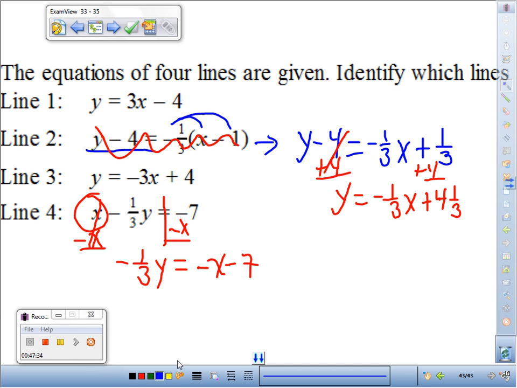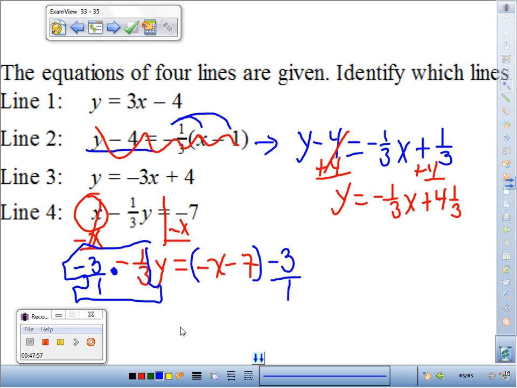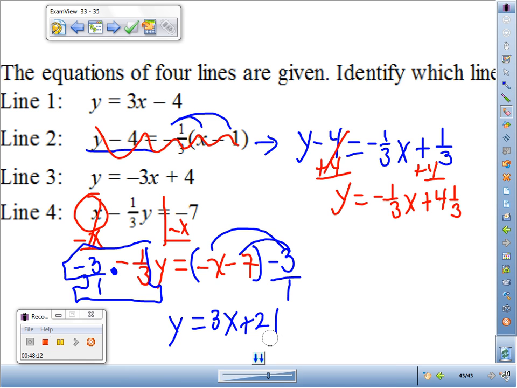So I'm not done because I have a fraction multiplying the y. How can we cancel or get rid of that fraction? Multiply times the reciprocal. The reciprocal is negative 3 over 1. And whatever we do to one side, we do to the other side. So this is y equals negative 3 times negative x, that's positive 3x. Negative 3 times negative 7, that's positive 21. I don't write the 1 because it stays the same, right? So, we're done with this one.